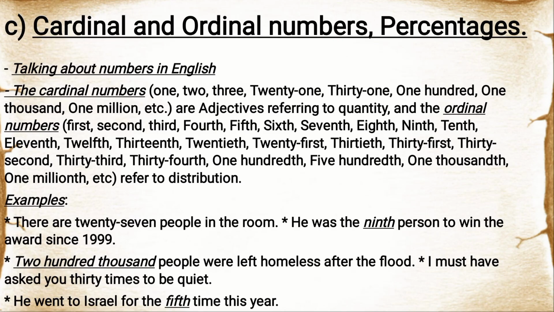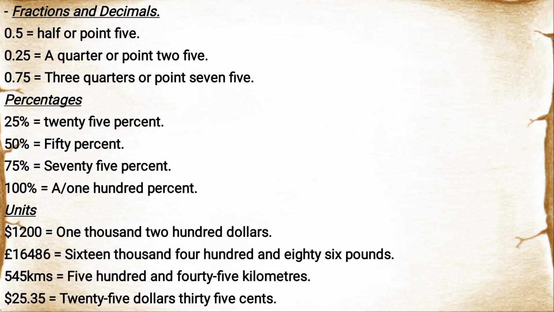Examples: there are 27 people in the room. He was the 9th person to win the award since 1999. 200,000 people were left homeless after the flood. I must have asked you 30 times to be quiet. He went to Israel for the 5th time this year. Fractions and decimals.